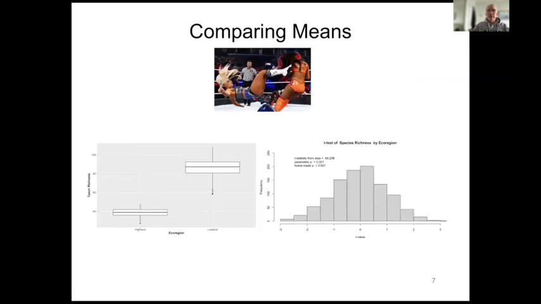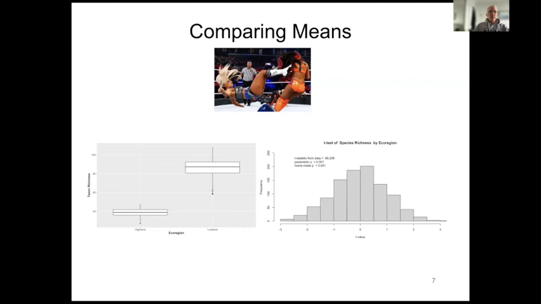Okay, first of all, this is comparing means with the frequentist approach, the cage match between the null and the alternative hypothesis. And you can see this reveals where that two-peaked frequency histogram came from a couple of slides ago. On the left, we've got taxon richness on the y-axis and these two ecoregions. And this is semi-realistic, because in those highland streams you don't tend to get as many species, not as much nutrients, harder to get to, all that kind of stuff. So there's fewer species there.